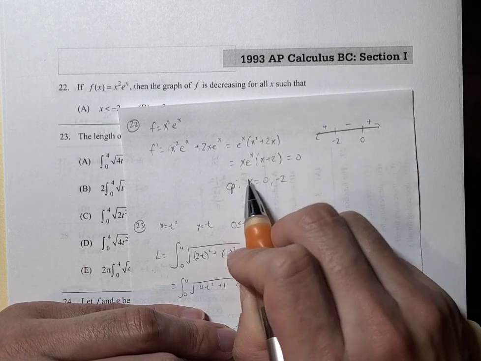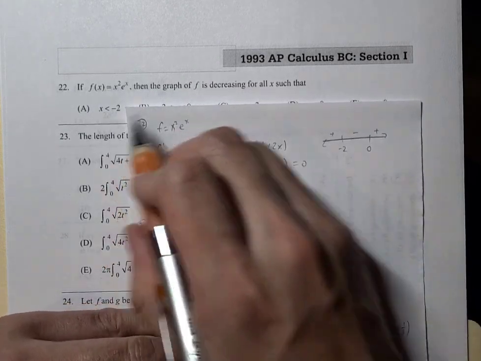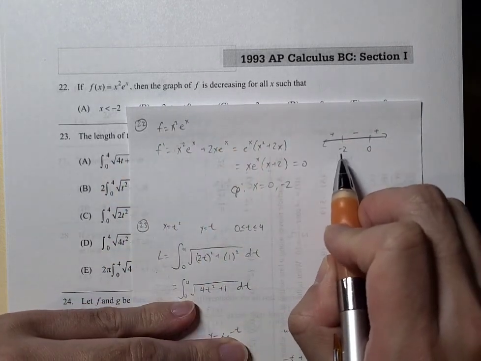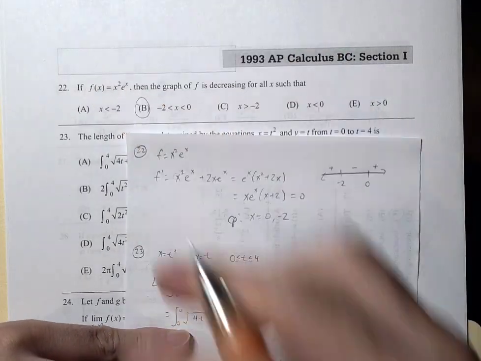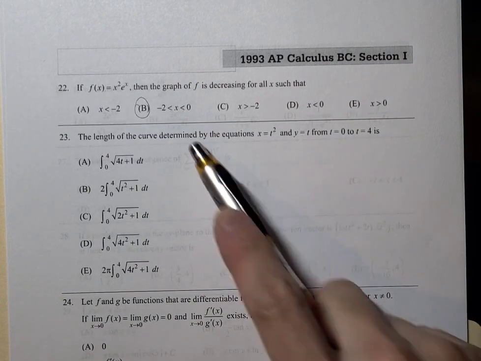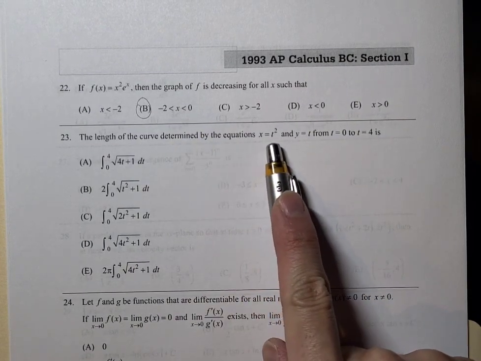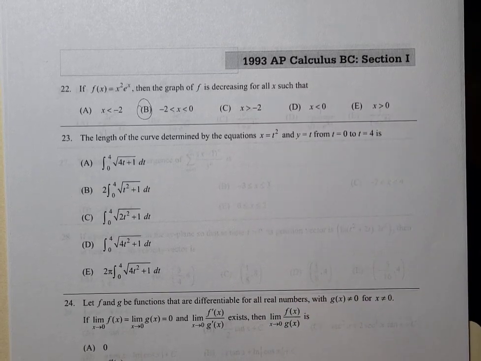Plug in some huge positive number, this is positive, so the sign is positive. So f is decreasing when the derivative is negative, so from minus 2 to 0. The answer is B. Length of the curve determined by the equations x is t squared and y is t from t is 0 to t is 4 is, this is the arc length formula.